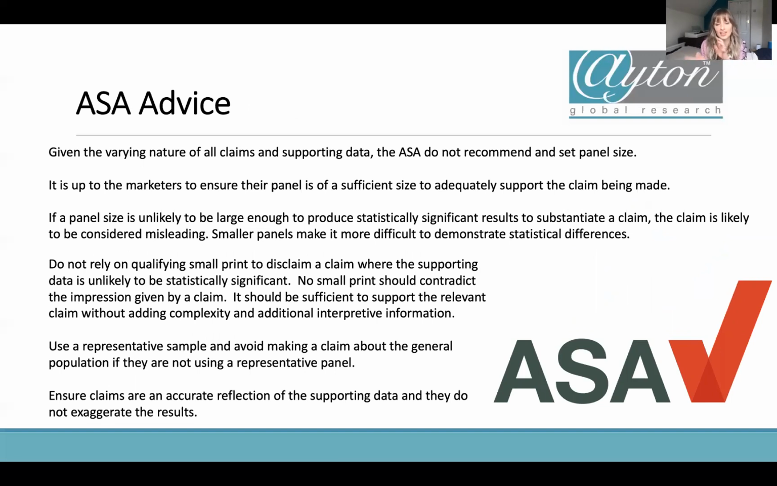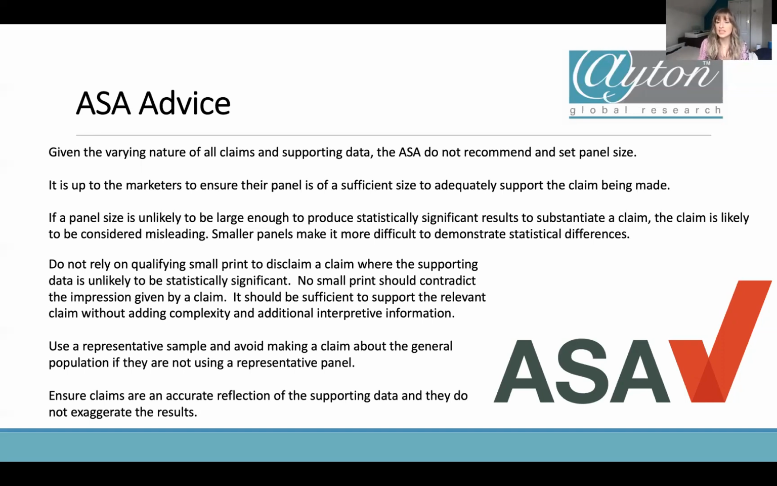So as they've said, I've chosen the ASA because I'm in the UK, but generally this is really good guidance for any country you're testing in. So they're the UK Advertising Standards Authority, but really if you're looking at any country, this is really helpful. So obviously the nature of claims all vary, so there is no set panel size. It is up to you to make sure your panel size is sufficient to support the claim being made.